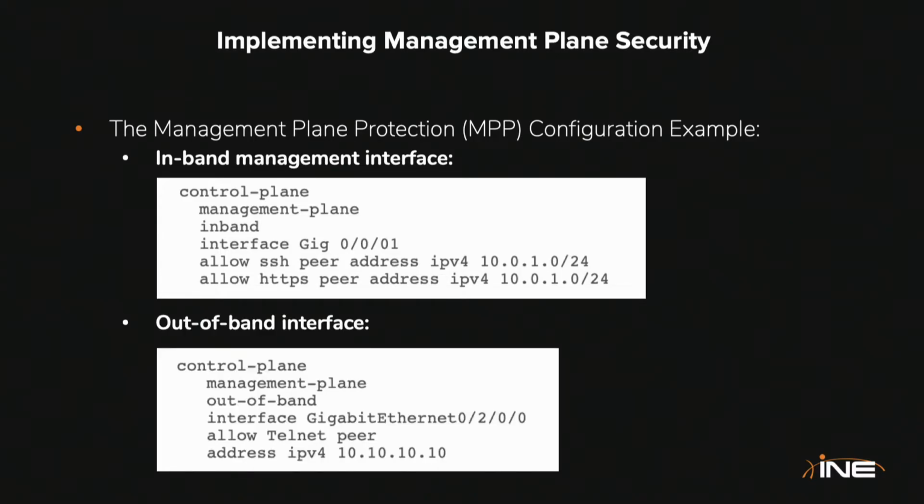Then we have an out-of-band interface configuration. So if I have out-of-band, I would again go to control plane, management plane, and inside that, define out-of-band. Define the interface which is going to be used for out-of-band. And then finally define how I will connect to my management interface, which is going to be through Telnet or SSH, and I can also define which IP address or subnet can connect to this interface.